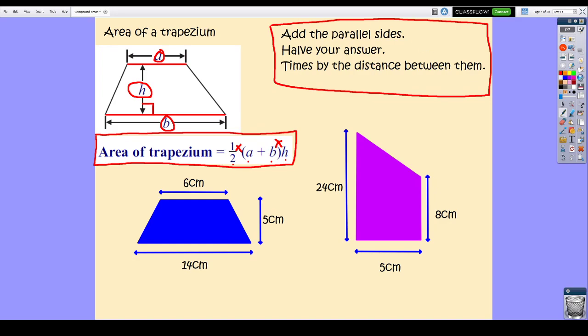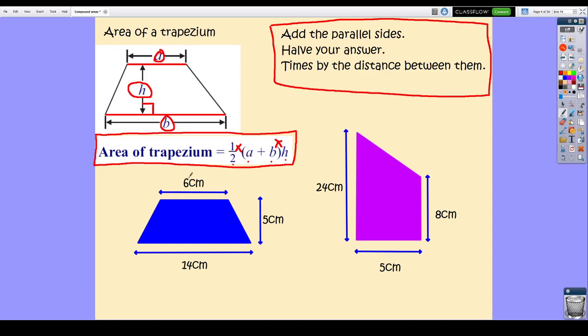Now you may wish to write down the worded version in the box instead, where you add the parallel sides, you halve your answer, and then you times by the distance between them. So let's have a look at how this works out when we've got trapeziums underneath.